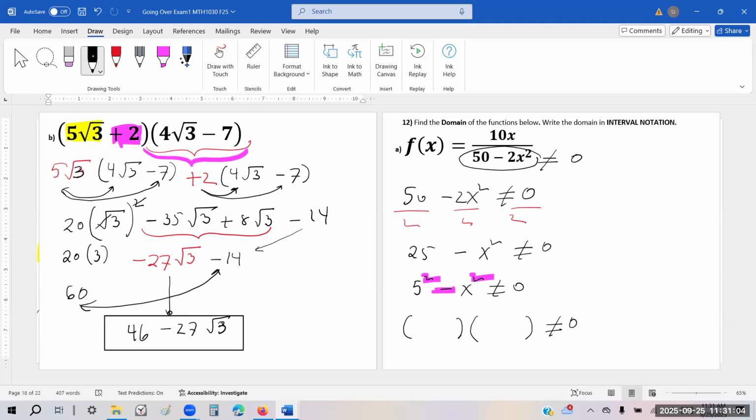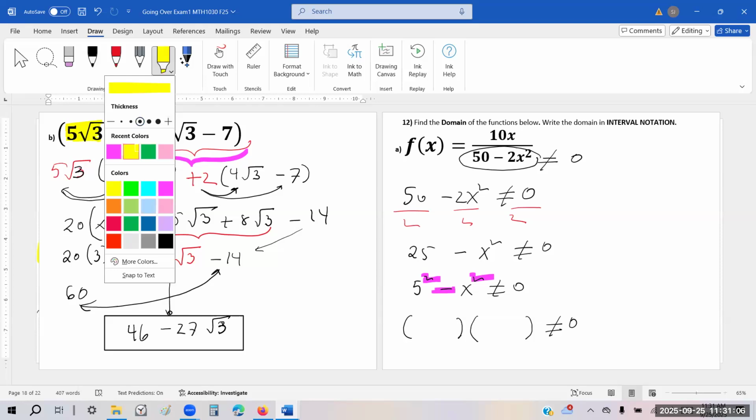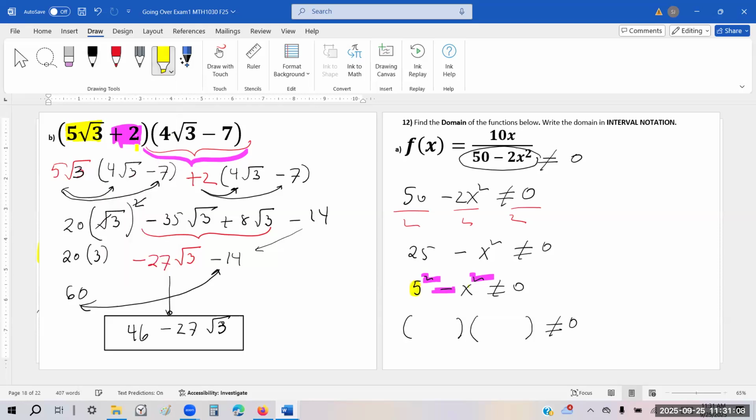You look at your base. Your first base is 5, second base is x. So the conjugate pair, what you're looking for is addition and subtraction of their bases. So it's 5 and x. You add them, you subtract them. These are the two factors.